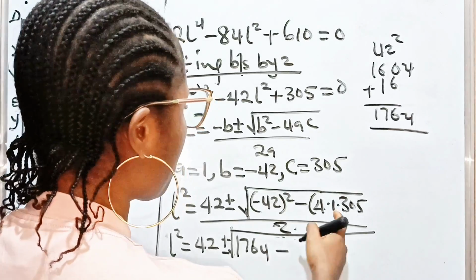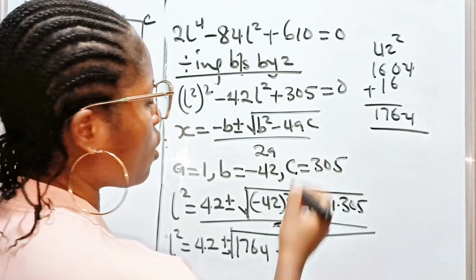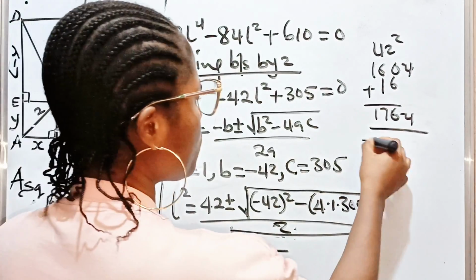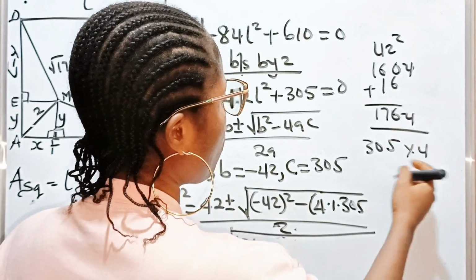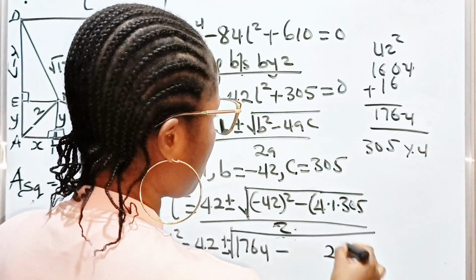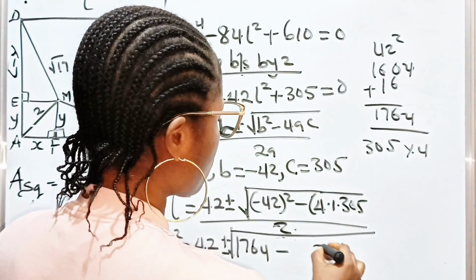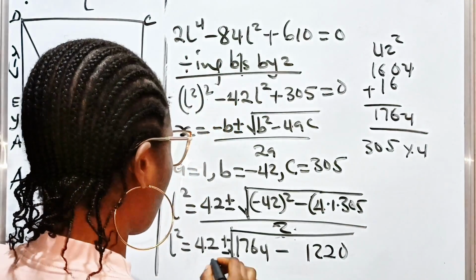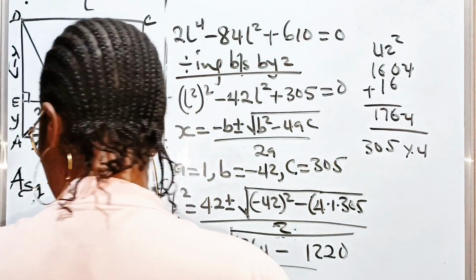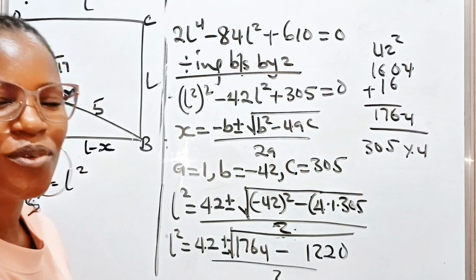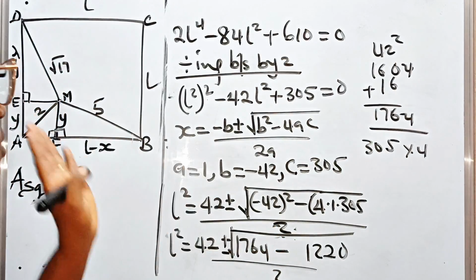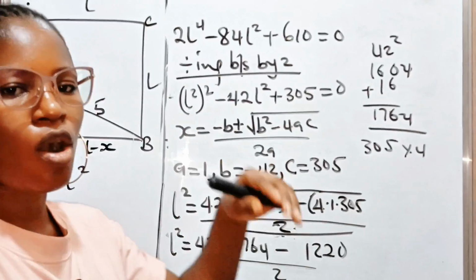Now minus 305 times 4. Now with the 0, this is another math trick I'm going to use here. 305 times 4. 5 times 4 is 20 and 3 times 4 is 12. So just ignore the 0. Divided by 2.